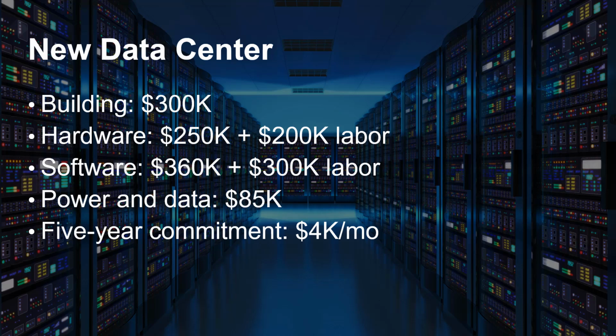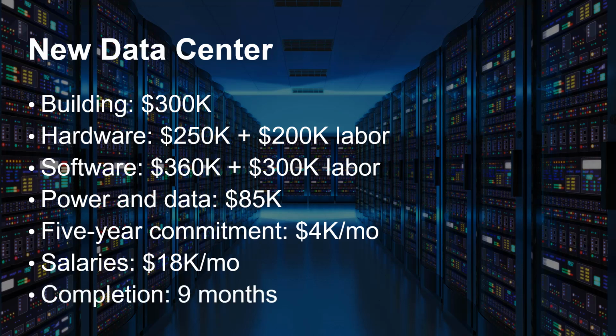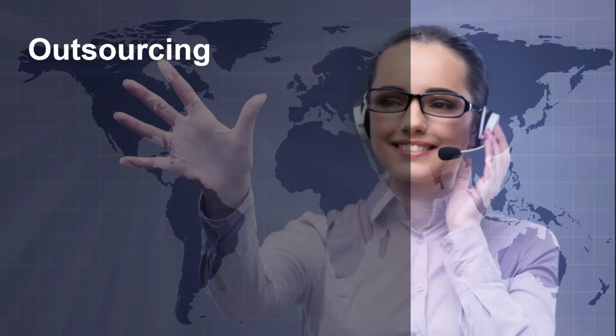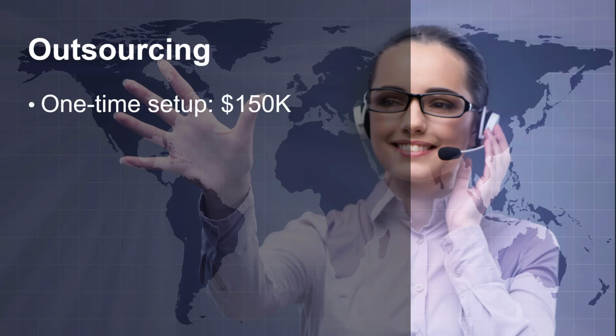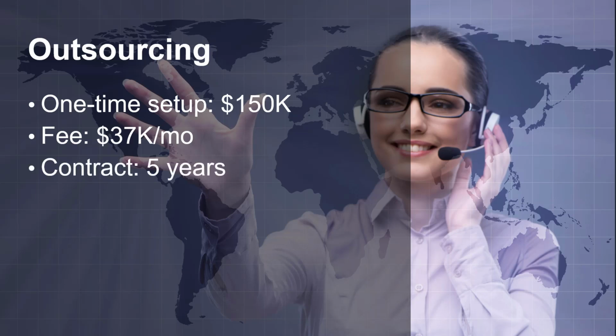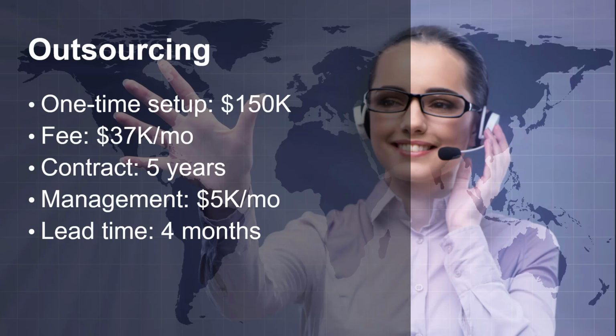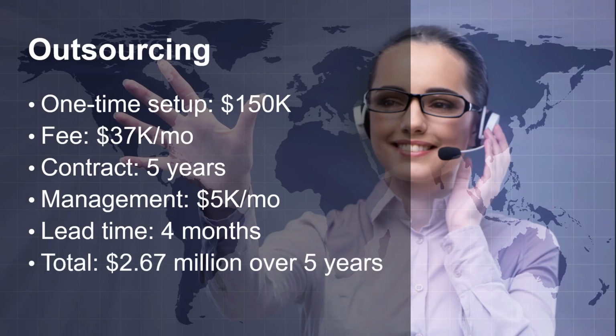Staffing costs are at $18,000 per month, and it would take 9 months to get the data center operational. The second option is to outsource the data center operations. There was a technical review, and the best outsourcing option is a vendor with a one-time setup fee of $150,000, and it costs $37,000 per month with a 5-year commitment. Having one of your people manage the vendor costs about $5,000 a month, and the vendor would have services available in 4 months. The 5-year cost total is $2.67 million US.